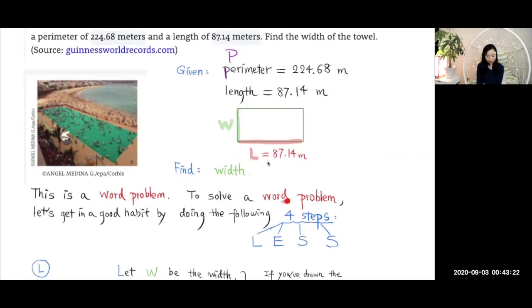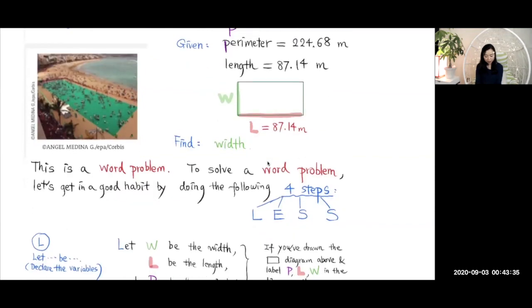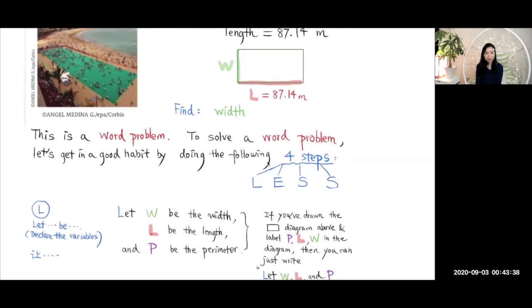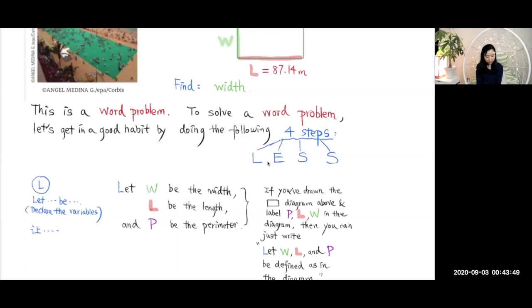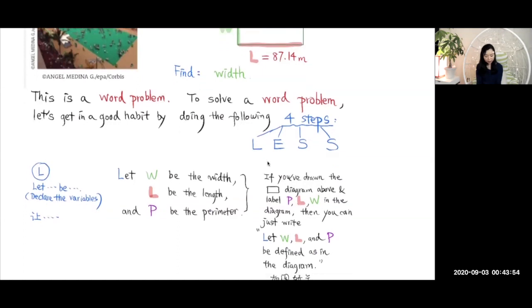For every word problem, let's get into the good habit of doing the 4 steps. For my students, I always try to get them into this good habit because it's important to do that. What are the 4 steps? It's LESS. Step L, the first step, is to declare the variable. Let some variable be whatever you define.